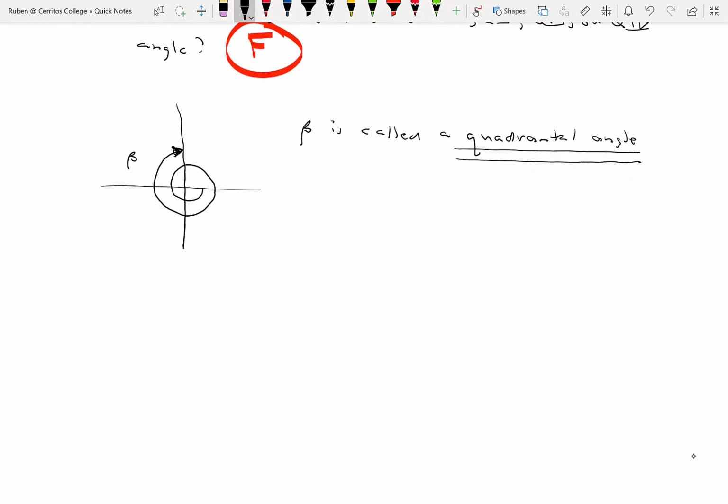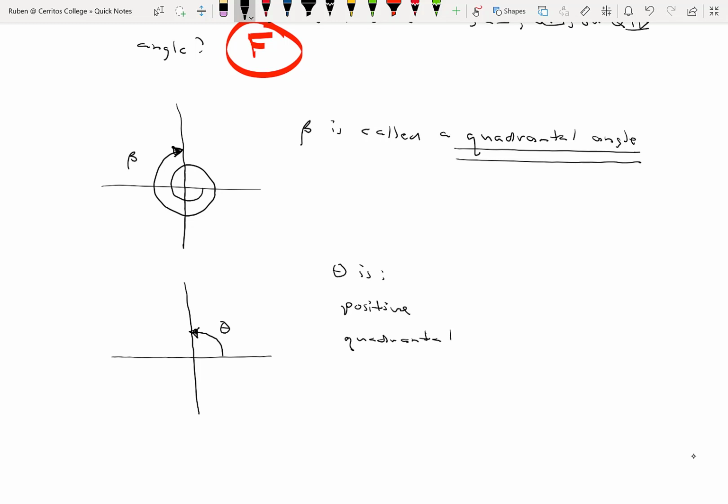Okay. So, how many different ways can you describe the angle that I'm picturing now? How many ways can you describe the angle theta? Is it positive or negative? Well, of course, it's positive or negative. The only angle that isn't positive or negative is the angle 0. Theta is a positive angle. Okay, what else? Is theta a quadrant 1, 2, 3, or 4 angle? No, it is a quadrantal angle.